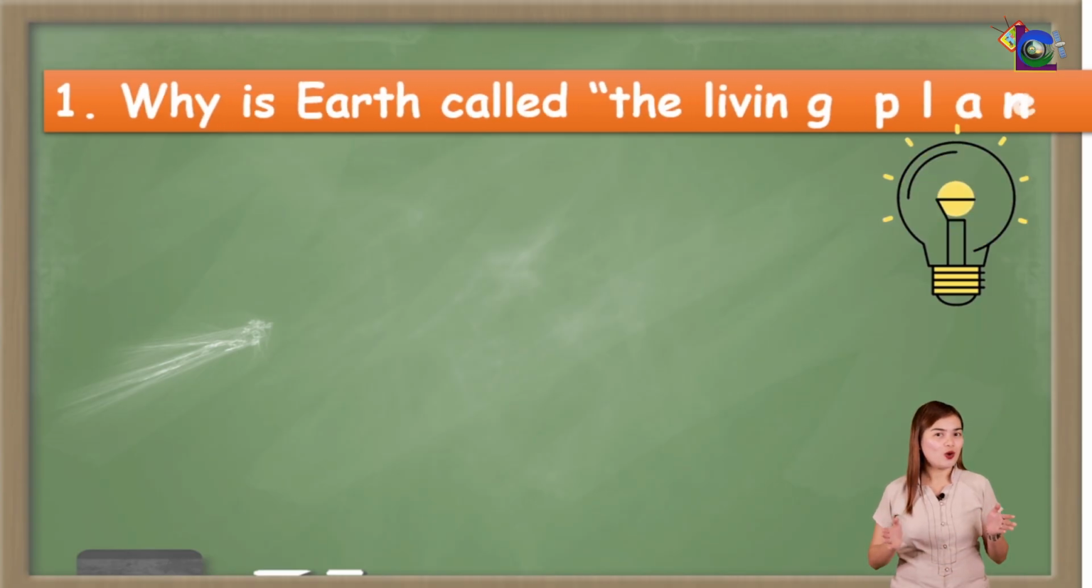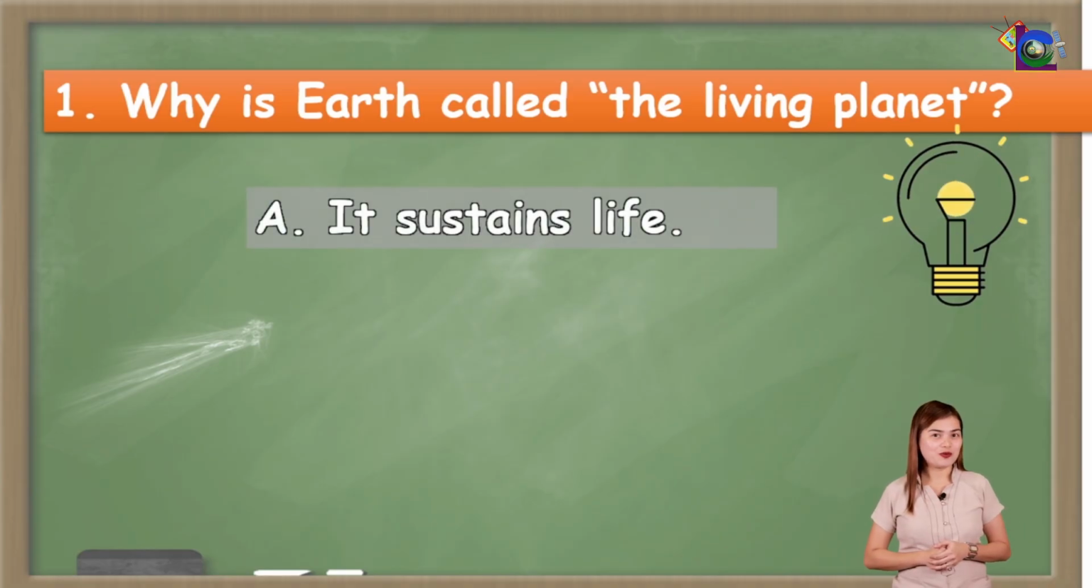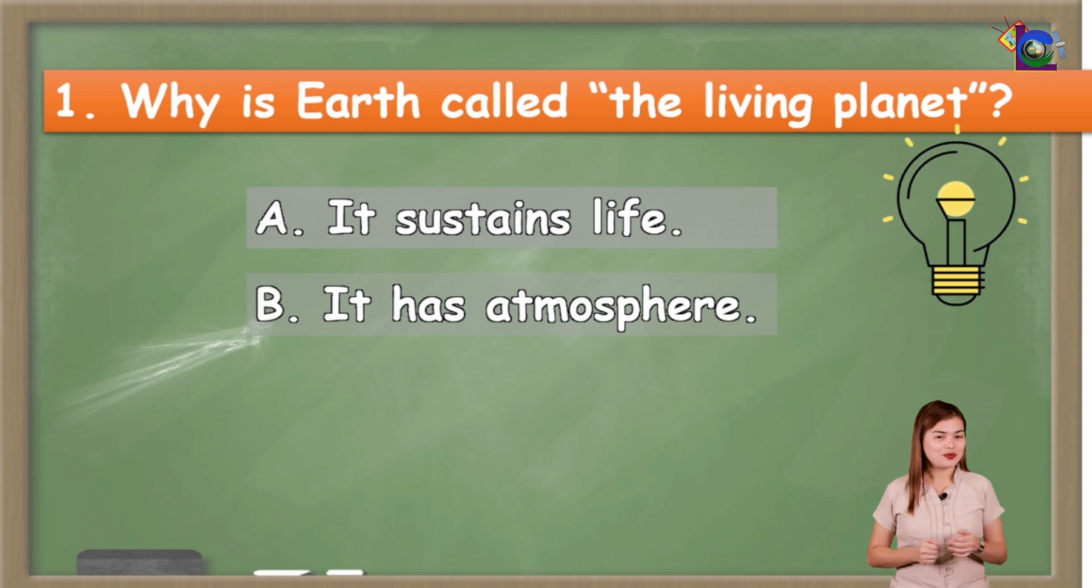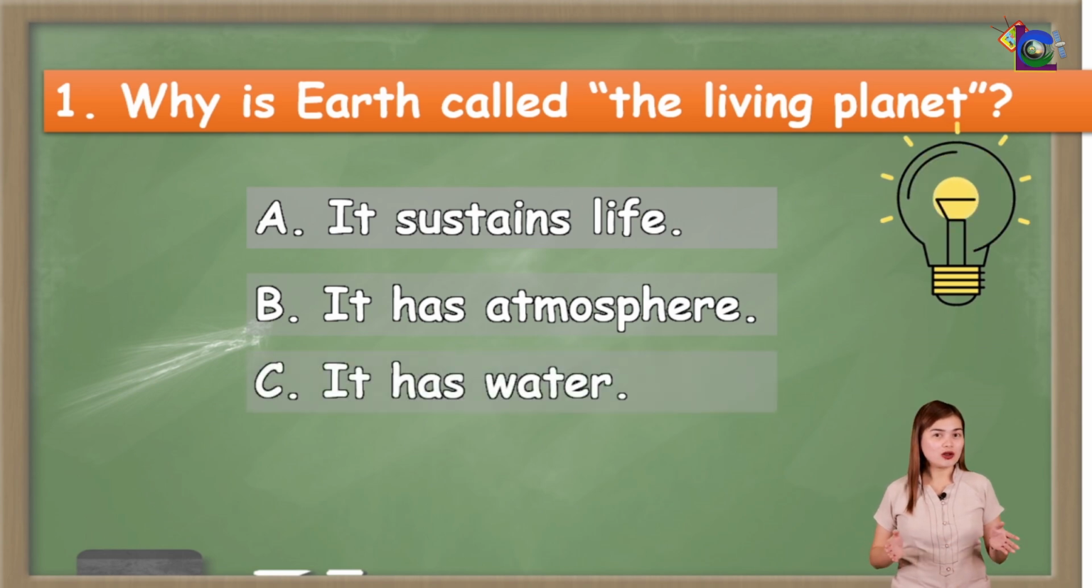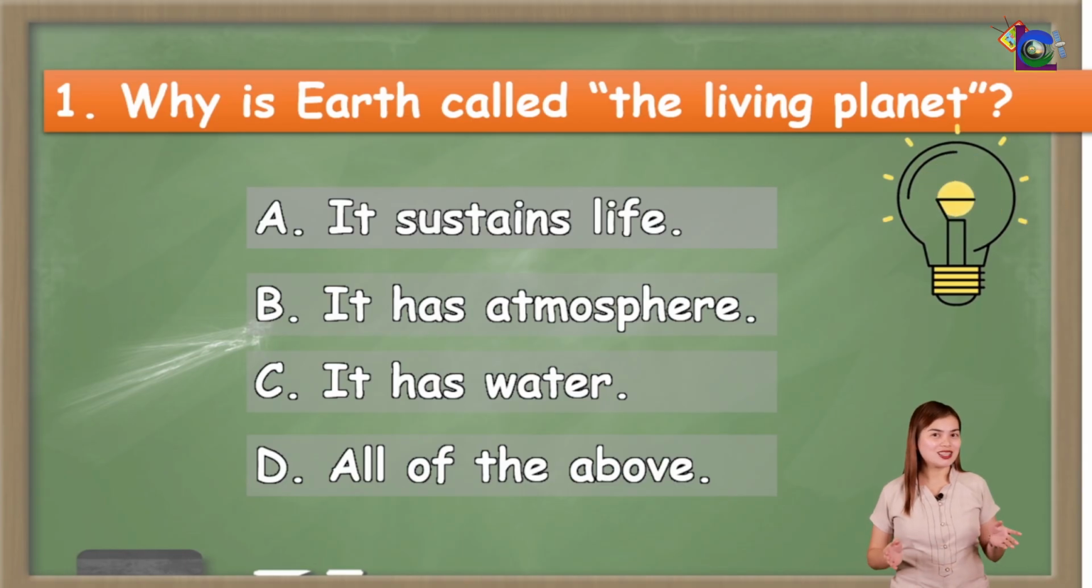Why is Earth called the living planet? Is it A, it sustains life? B, it has atmosphere? C, it has water at the surface? Or letter D, all of the above? The correct answer is letter D.